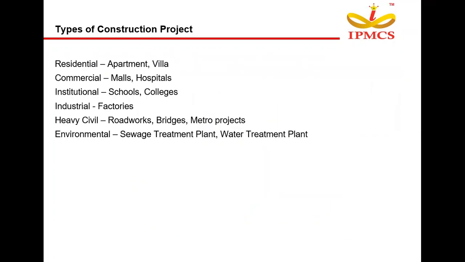We have different types of construction projects. We'll start with the category of residential projects, which includes construction of apartments, high-rise buildings, villas, row houses, etc. Commercial projects include construction of malls, hospital buildings, etc. Institutional projects are like school and college buildings, industrial projects like factory buildings, and heavy civil projects include our infrastructure projects like metro projects, bridges, roadworks, and environmental projects, which include sewage treatment plants, construction of water treatment plants, etc.